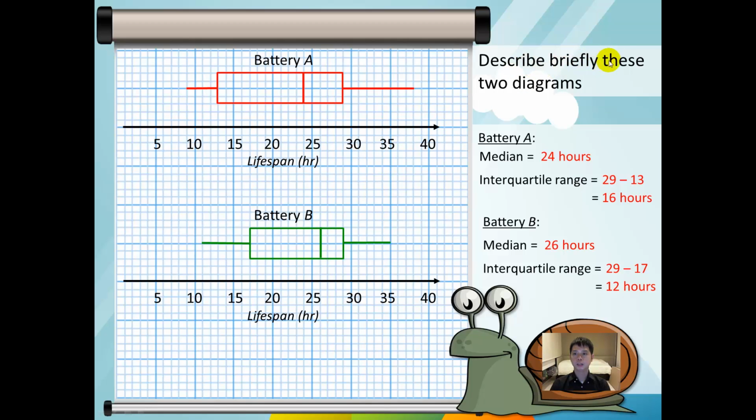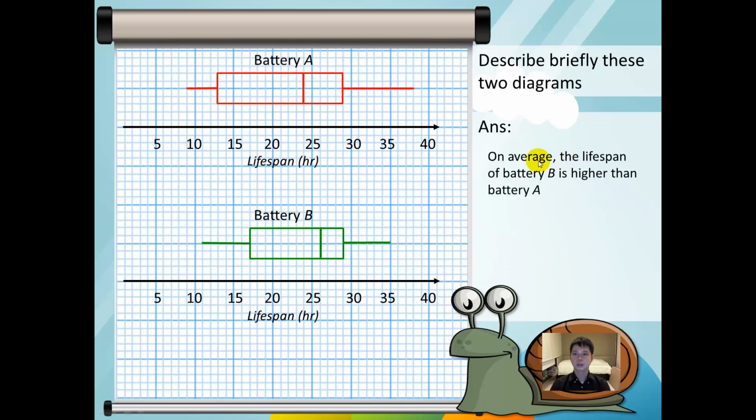Next, we are asked to briefly describe these 2 diagrams. Similar to the cumulative frequency curve, when asked to briefly describe the 2 diagrams, we must talk about the median and the interquartile range. You notice that the median for battery B is higher, while the interquartile range is lower. What this means is that, on average, the lifespan of battery B is higher than battery A due to a higher median, and battery B is less spread out than battery A, and hence it is more consistent. Now, it is okay to use either the word spread out or consistent, but do remember to phrase it correctly.